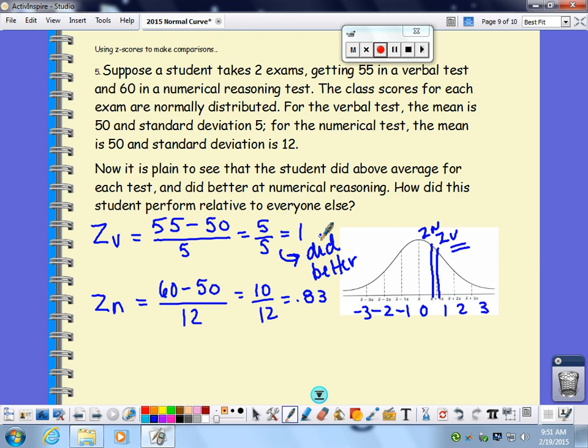Okay? So a Z-score converts everything to the same scale, called a standard normal curve, which has a mean of 0 and a standard deviation of 1. All right, please write down any questions so we can discuss them in class.